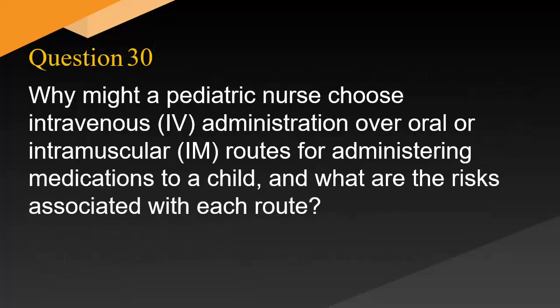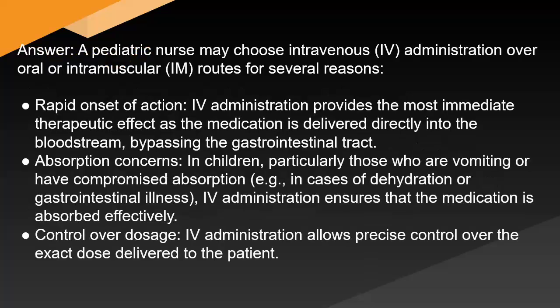Why might a pediatric nurse choose intravenous administration over oral or intramuscular routes for administering medications to a child, and what are the risks associated with each route? Answer. A pediatric nurse may choose intravenous administration over oral or intramuscular routes for several reasons. Rapid onset of action. IV administration provides the most immediate therapeutic effect as the medication is delivered directly into the bloodstream, bypassing the gastrointestinal tract.